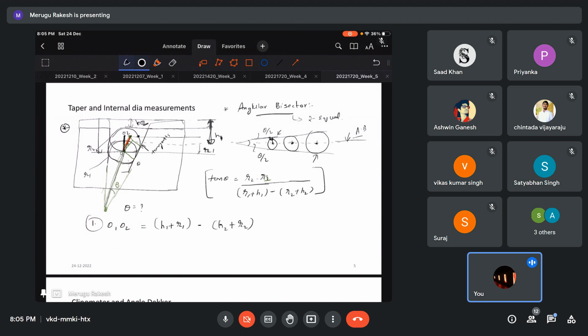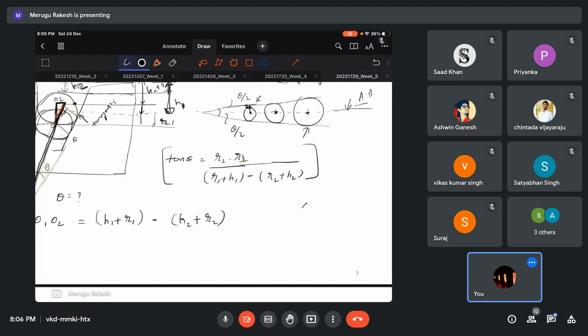Suppose if I am taking here, this will be H2 plus R2. So if I subtract these two, this is the vertical height I am getting, O1 O2, and I have this line, and this is the distance I need in order to get this theta value. This is O2, this is O1.